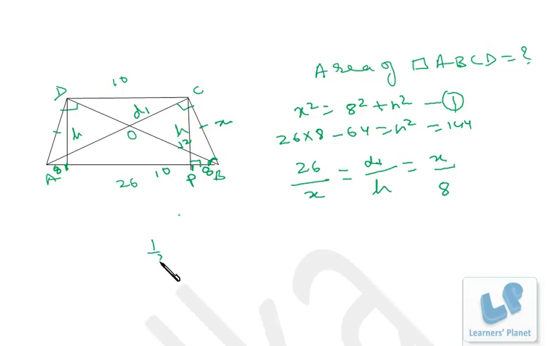Half the distance between these two into the sum of parallel sides. So that's 26 plus 10, 36. Right? So that's 6 cube, or we can say 216 units, whatever, centimeter cube or whatever. Right? So it's very easy to solve once you know the concept of similarity. I hope you are clear.